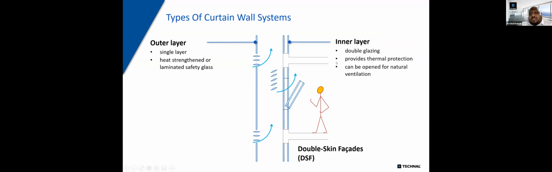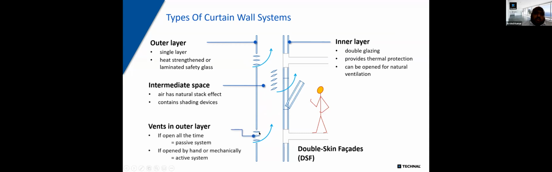Essentially, you have an outer layer, which is usually a single layer of glass, which is heat strengthened or laminated safety glass. Then you have an inner layer, which is usually the double glazing, which provides the actual thermal protection, and it can be open for natural ventilation. And you have this intermediate space between the outer layer and the inner layer, which is creating this natural stack effect. And it can contain shading devices. It can have some interesting devices to protect your internal layer from any kind of direct solar impact. The vents also can be incorporated on your outer layer.